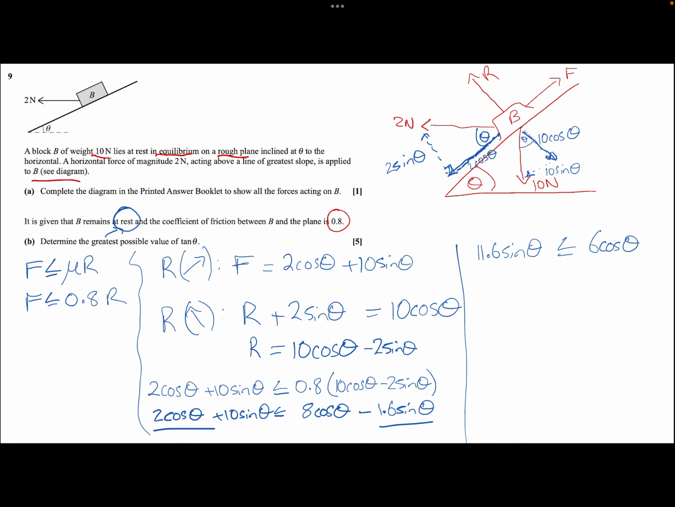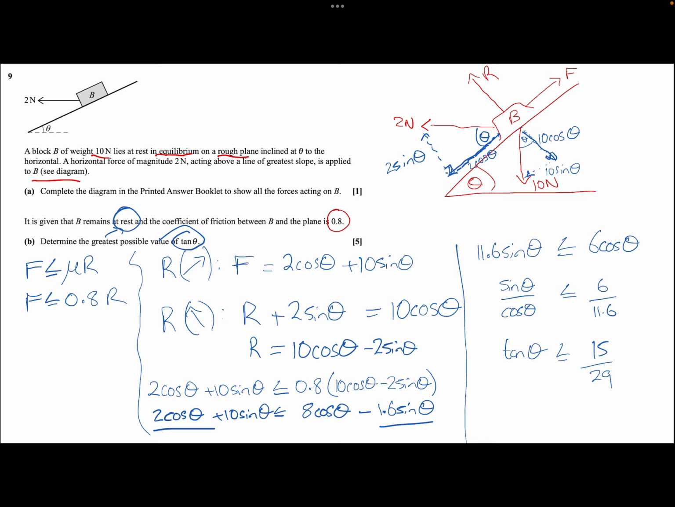Just remind ourselves what we're trying to find. We're trying to find the greatest value of tan theta. So divide both sides by cos theta and both sides by 11.6. We get sine theta over cos theta is less than or equal to 6 divided by 11.6. So tan theta is less than or equal to 6 divided by 11.6, which is going to give me 15/29. Okay, so I've got a nice inequality here.